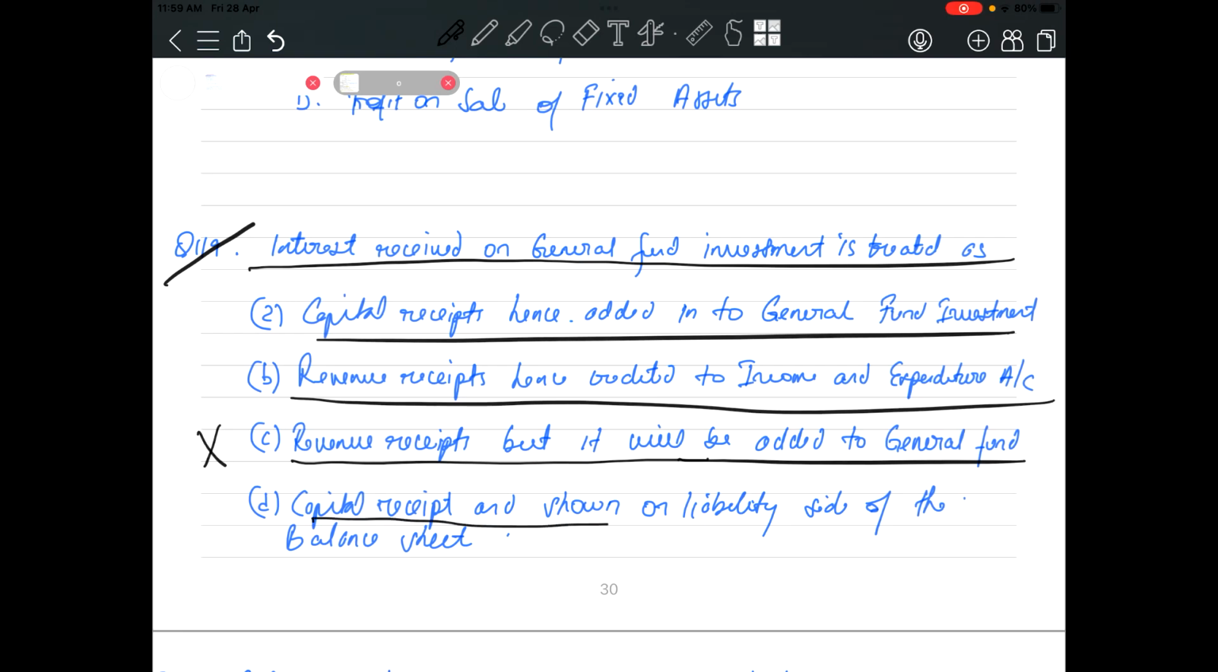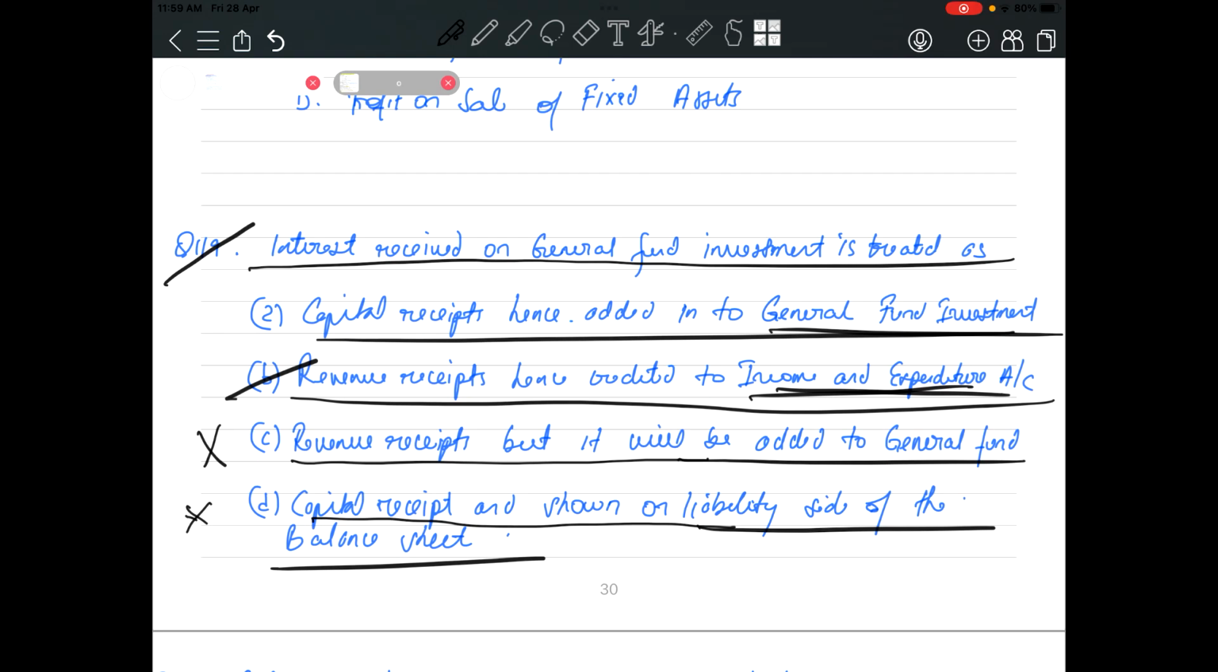This is not correct. Capital receipts are shown on the liability side of the balance sheet. Is this a liability? No, it is an income. So where will it go? It will go to the income and expenditure account. This is for sure. It will not go to general fund investment. So B will be the right answer for this. Okay, I hope this is clear.